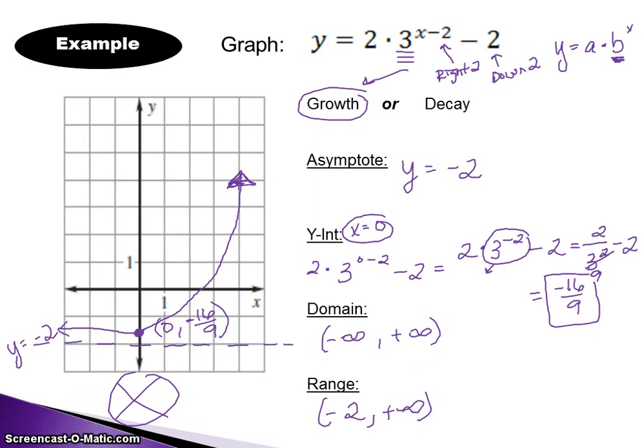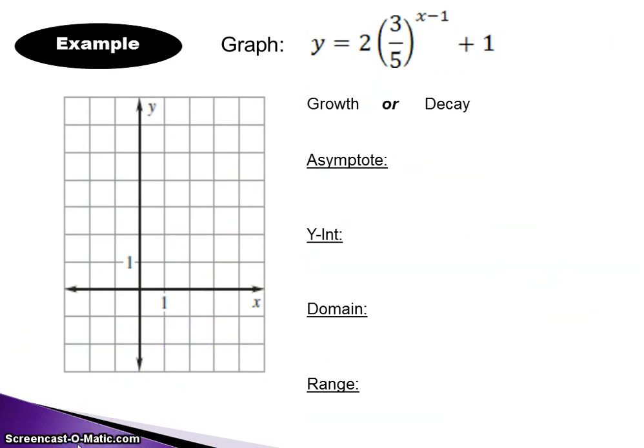Okay, let's look at one more. Growth or decay. Again, my general equation, y equals a times b to the x. So I'm looking at my b, which for this question is 3 over 5. 3 over 5 is a fraction, but the 3 on top is smaller. So that means this is less than 1. So this is a decay. So that's telling me what my picture is going to look like.